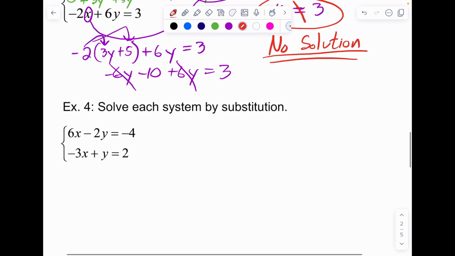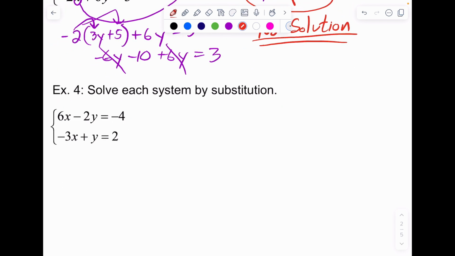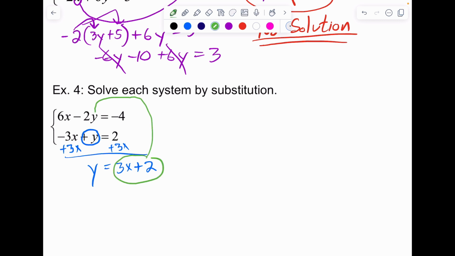All right. Next, let's go ahead and solve by substitution. I'm going to go ahead and realize that this y is the easiest to solve for. So I'm going to add 3x to both sides. Y equals 3x plus 2. I'm going to take that y value of 3x plus 2 and literally plug it into the y of the other equation, giving me 6x minus 2 times y, which is 3x plus 2, equals negative 4.